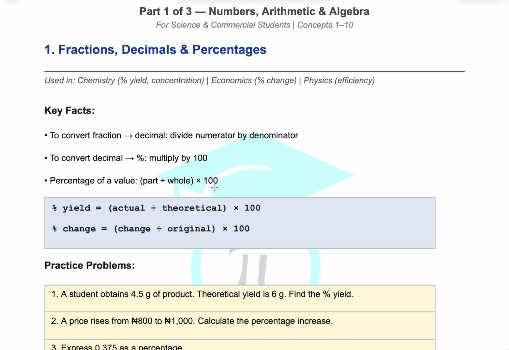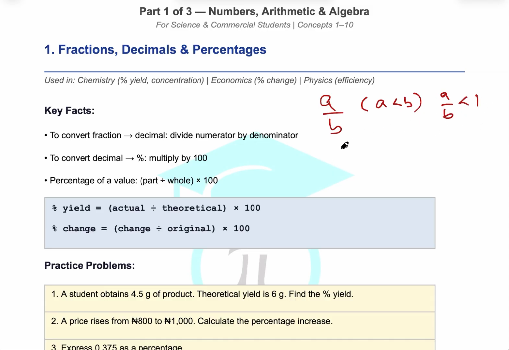First, we need to understand the types of fractions that we have. We have 3 major types. We have the proper fraction a over b, where the numerator a is less than the denominator b, and at the end of the day, a over b is going to be less than 1 in value. That is for proper fractions.